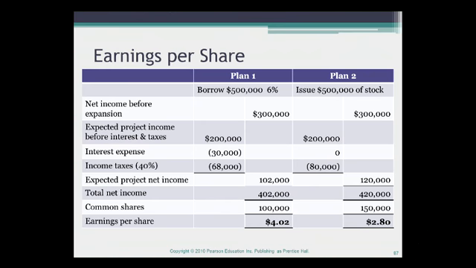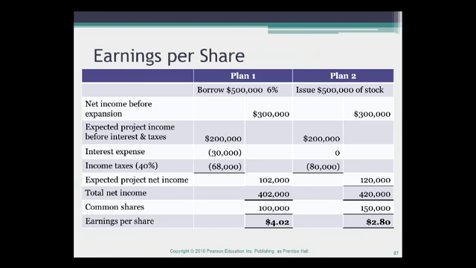Now we're in the case of borrowing funds. If we're borrowing funds at 6%, we have to pay interest. So 6% of $500,000 is $30,000. That's going to be interest expense. That's going to decrease the amount of income that we earn, which means our income taxes are $68,000. This means our expected project net income after we subtract off interest expense and income taxes is $102,000. This gives us total net income of $402,000. We have 100,000 common shares, which gives us earnings per share of $4.02.